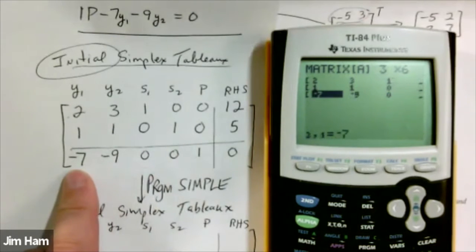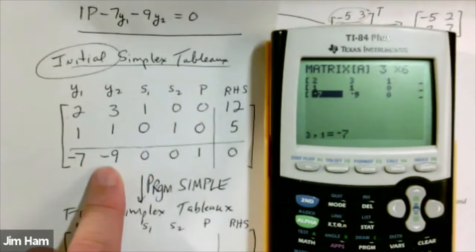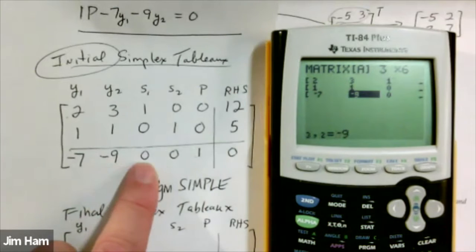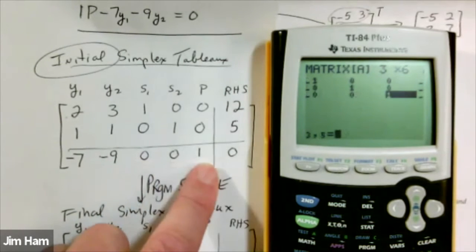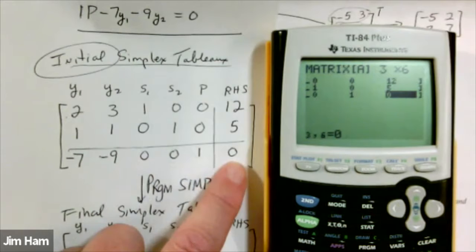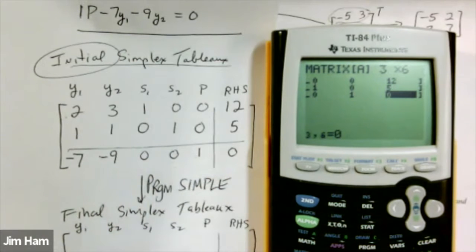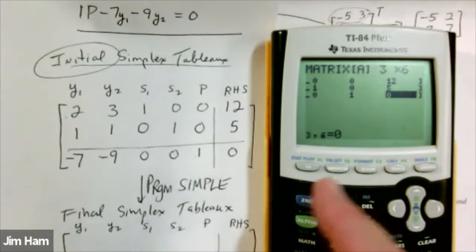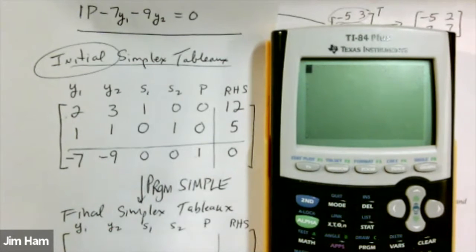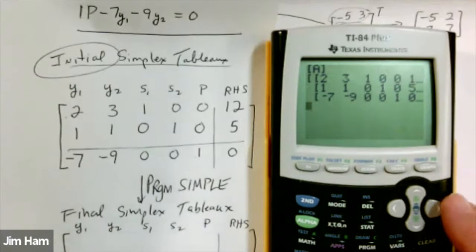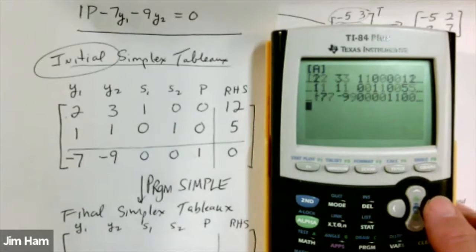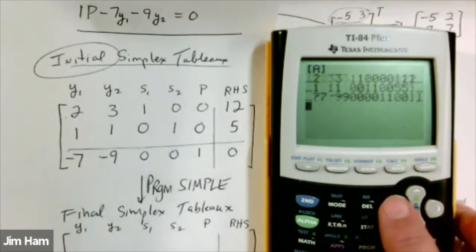And in the last row, -7, -9, 0, 0, 1, and finally 0. Okay, so get that initial simplex tableau in there, and then quit. Right there above mode is quit, so second mode takes you back to the home screen. If you want to see your matrix, you can do that. You can kind of look at it. Just type A to the home screen, and you can make sure you've got everything typed in correctly.